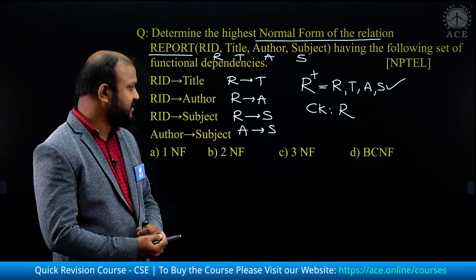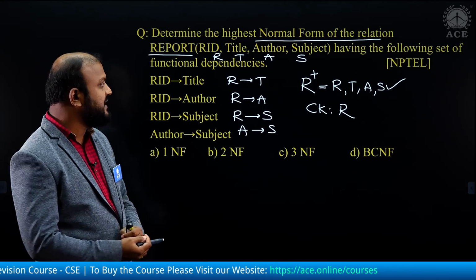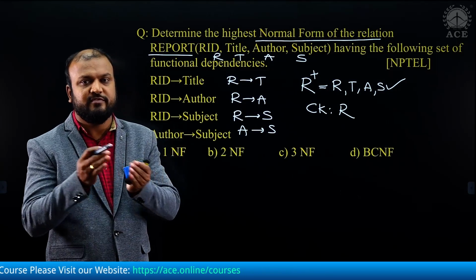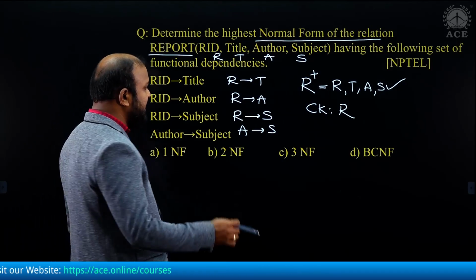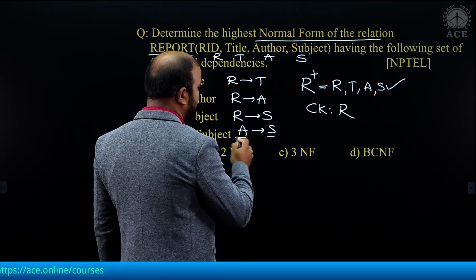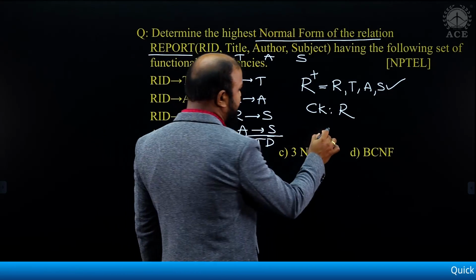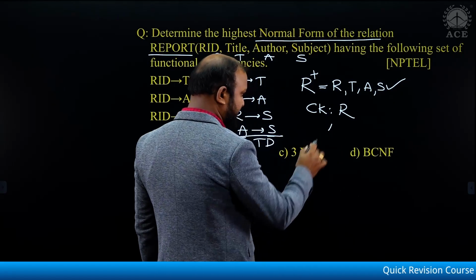Okay, happy, no issue. Does it have any transitive dependencies? In order to have a transitive dependency, it should be of the form non-key to non-key. A is non-key and S is non-key. Non-key to non-key is called a transitive dependency. Because there are no partial dependencies, we can call it 2NF.